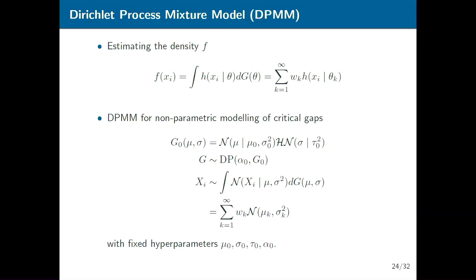In this case, we use normal kernels, and the Dirichlet process prior is placed on the parameters of that normal. If you want to infer this unknown density, then technically you do need to store infinitely many weights and component parameters. But what you can show is that the expected number of components with non-negligible posterior weights is of order log n, where n is the number of data points. And for us, it will be the number of critical gaps here. So you usually don't need to keep that many.